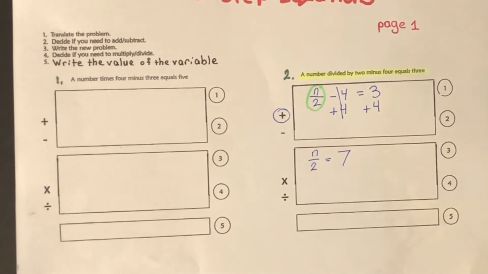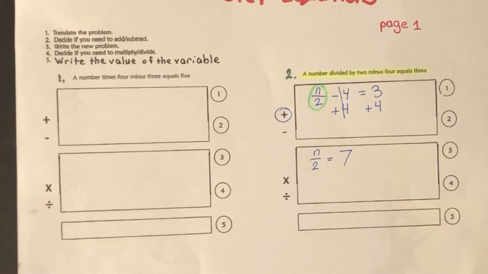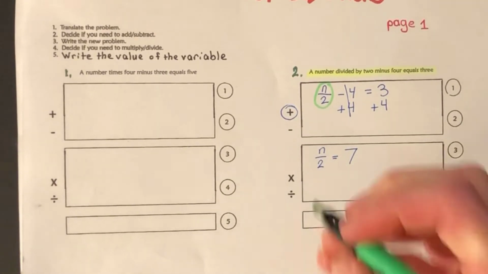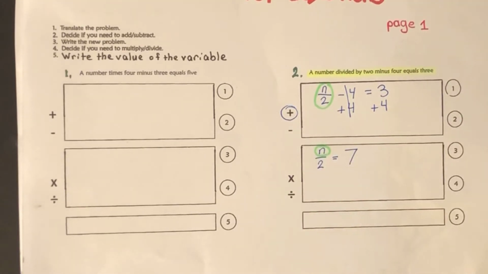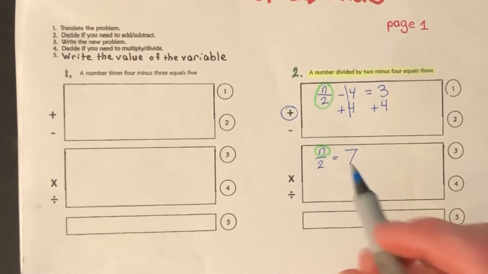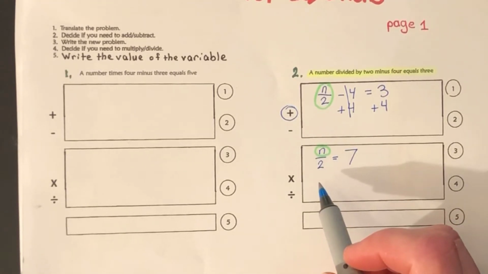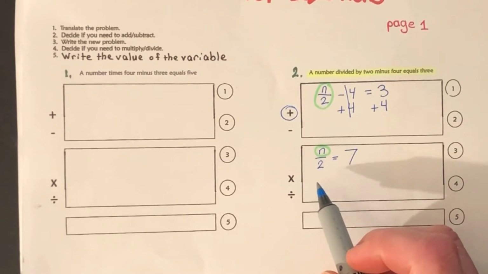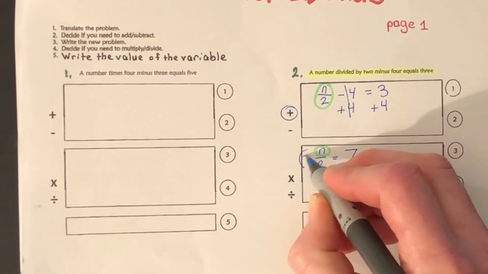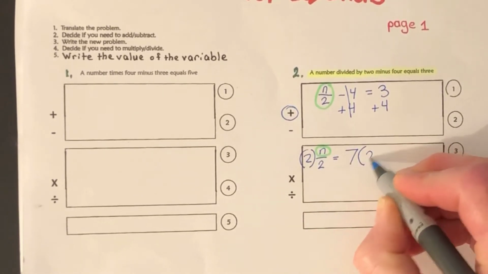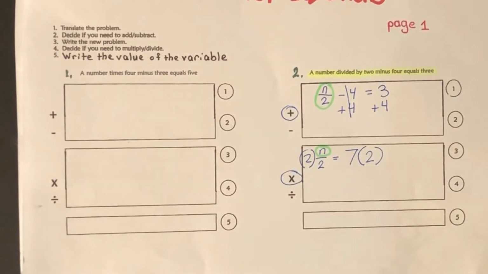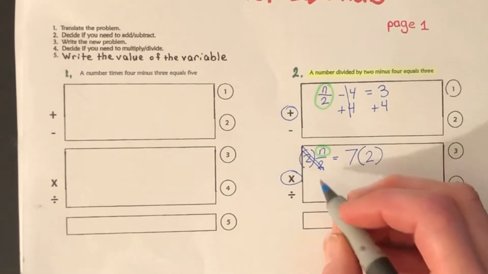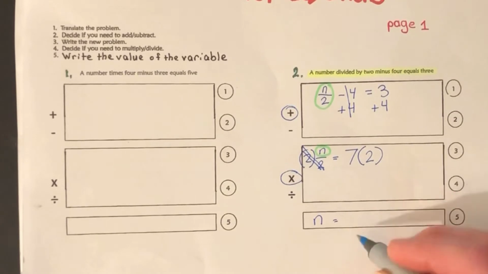So now for my second step. I'm sure you know exactly what to do here. Now that I got my variable term all by itself, now I want to get just the variable. Right now, I'm dividing by 2. I need to multiply that term by 2, and that will get rid of the divided by 2. So I will multiply both sides by 2. That cancels out. And I'm left with n equals 14.